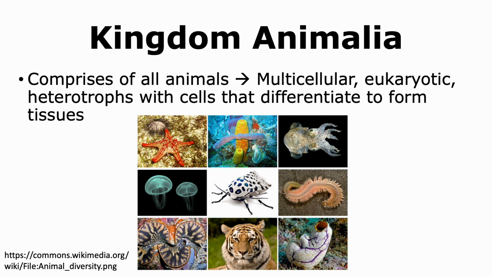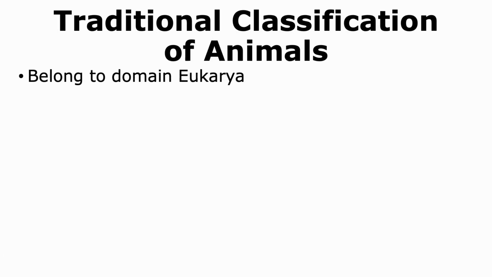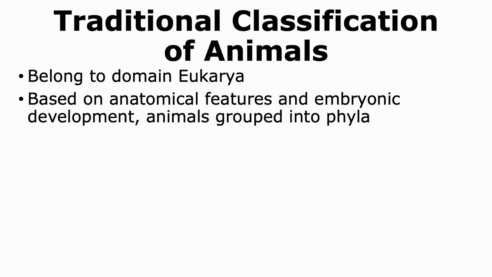All members of kingdom Animalia are multicellular eukaryotic organisms that are heterotrophs and show the presence of cells that form tissues and have specialized functions. Kingdom Animalia comes under the domain Eukarya. Based on different anatomical features as well as embryonic development, animals have been classified into different types of phyla.